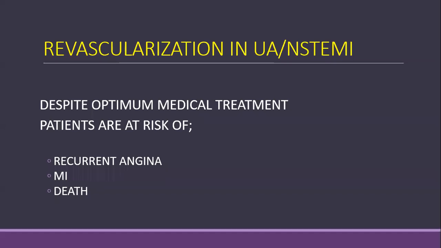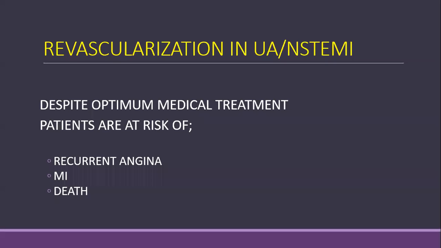So now, what to do with the patient who has unstable angina or non-ST elevation? These are those patients who present with acute chest pain, but their initial ECG can be normal. Their initial ECG can show ST depression. Their initial ECG can show T-wave inversion, but there will be no ST elevation in this group of patients.